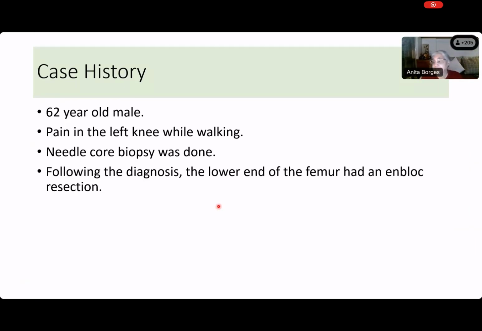All right, now come on. Let's do the next case that you have seen. Who is going to do this now? Sarangi, you want to try? Yes, ma'am. Very good. Come on. A 62-year-old male, pain in the left knee while walking. Needle core biopsy was done. Following the diagnosis, the lower end of the femur had an en bloc resection. Right, so I shared the needle core biopsy.